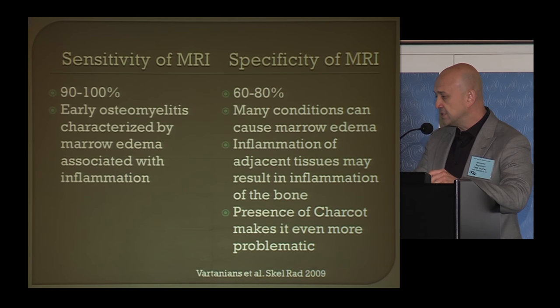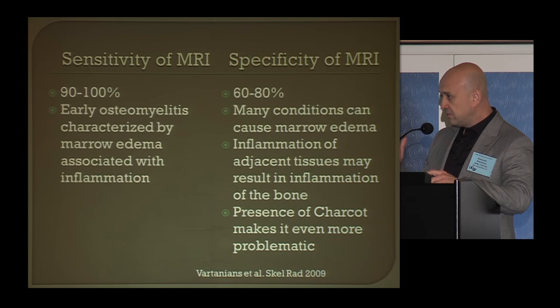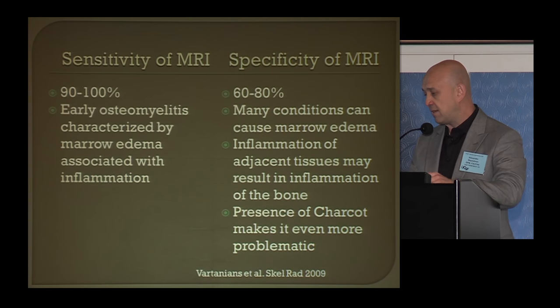There are several reasons. One of the reasons is that many conditions can cause marrow edema, such as the one I showed you in the pictures. Inflammation of adjacent tissues may result in inflammation of the adjacent bone. What does that mean? That means that if you have cellulitis or a soft tissue abscess, without osteomyelitis, you can and frequently do have marrow edema of that adjacent bone. And that leads to an osteomyelitis diagnosis on the MR.